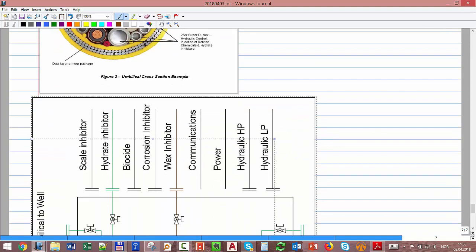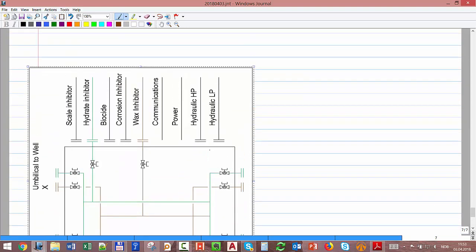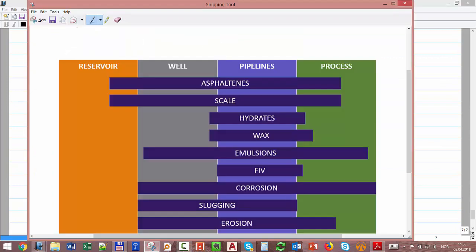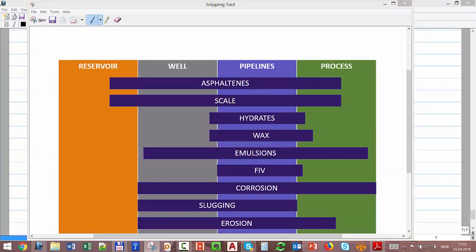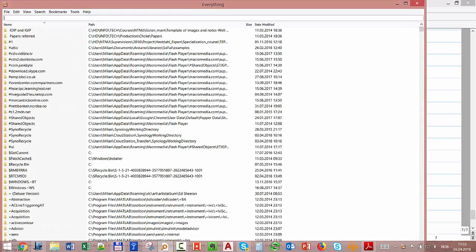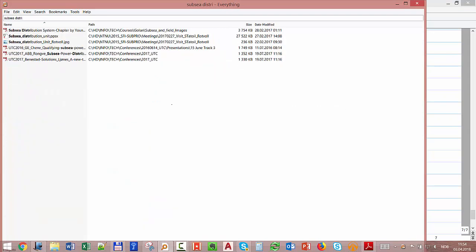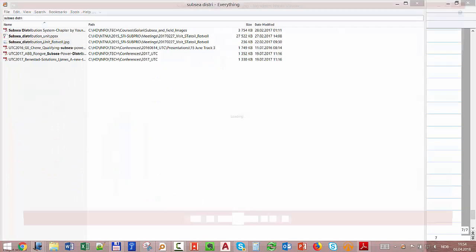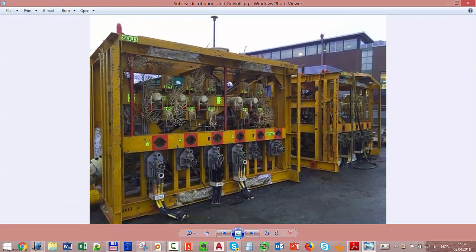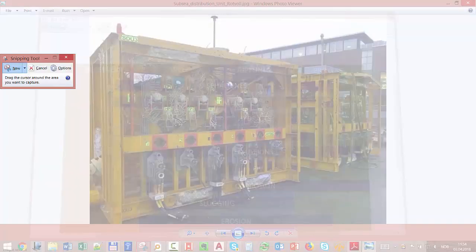I think I had a figure, but maybe not. Let me check. What is the diameter of this? It might be something between this and this. Depends on what you are transporting. That's the unit, how it looks like. And the only purpose of the unit, we can take a snapshot of that.